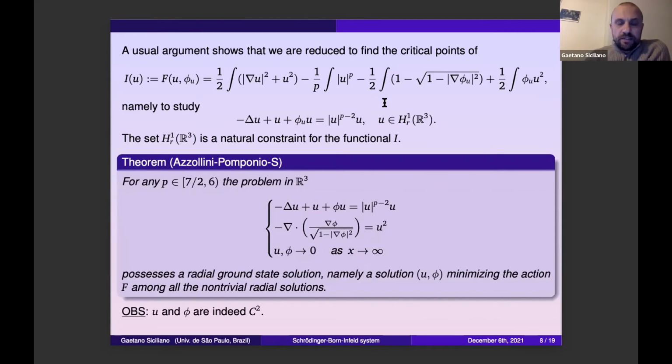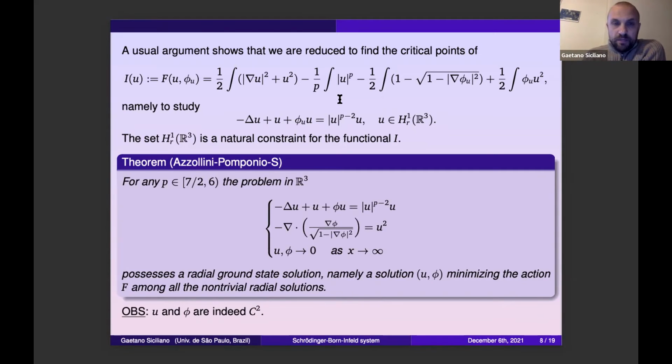So the first result I want to present is that for this equation, I'm considering a homogeneous nonlinearity, a pure power nonlinearity. If P is in this range, and look at the range, it is not 2, 6, the problem has a ground state solution. It is a classical solution, and it minimizes the energy of the functional f.